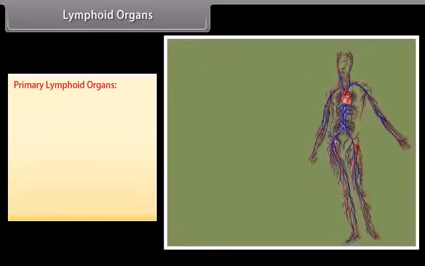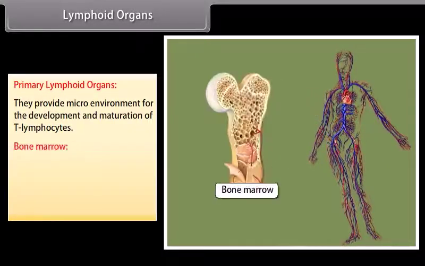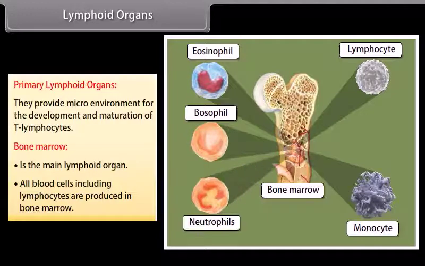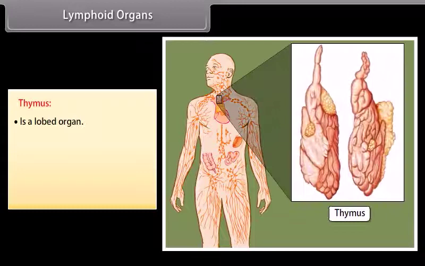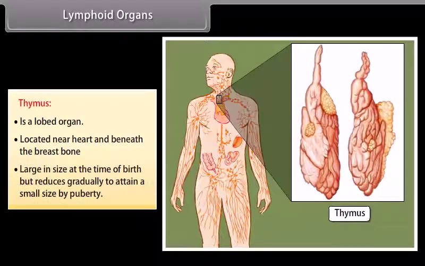Primary lymphoid organs provide microenvironment for the development and maturation of T lymphocytes. Bone marrow is the main lymphoid organ. All blood cells including lymphocytes are produced in bone marrow. Thymus is a lobed organ located near the heart and beneath the breastbone. It is large in size at the time of birth but reduces gradually to attain a small size by puberty.